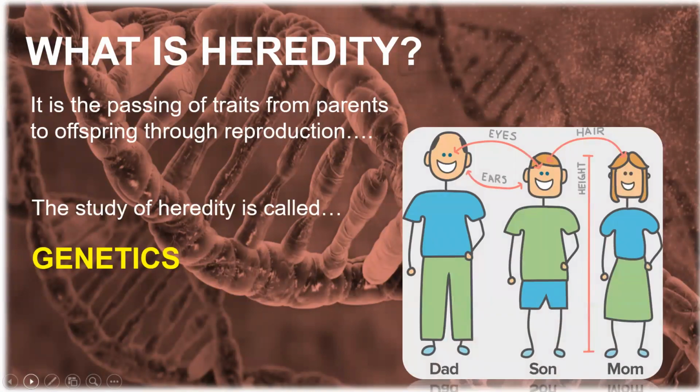Look at the picture. The dad, the mom, and the son. This boy may have inherited the quality of his eyes and the ears from the father, and from the mother, maybe he inherited the type of hair and his height, because both parents have passed the traits to the offspring. The offspring is the son.